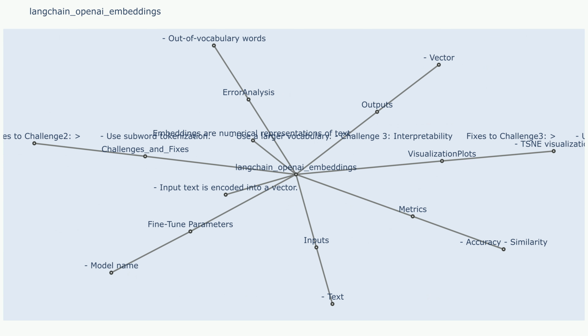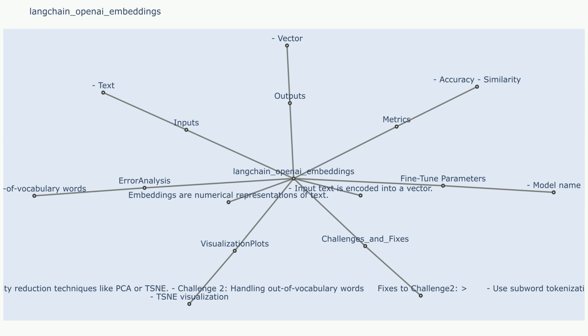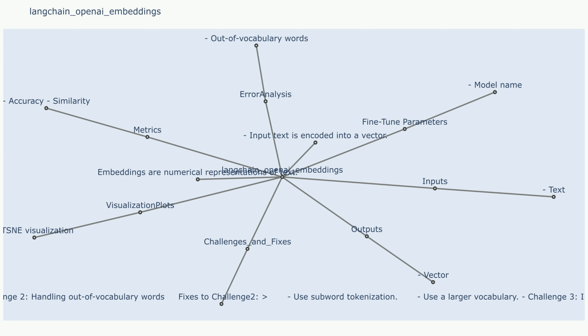Steps. Text preprocessing: input text is cleaned and preprocessed to remove irrelevant characters, punctuation, and stop words. Embedding generation: the preprocessed text is passed to the chosen OpenAI embedding model, which generates a numerical vector representing the text's semantic meaning. Metrics. Cosine similarity measures the similarity between two embedding vectors, with values closer to 1 indicating higher similarity.